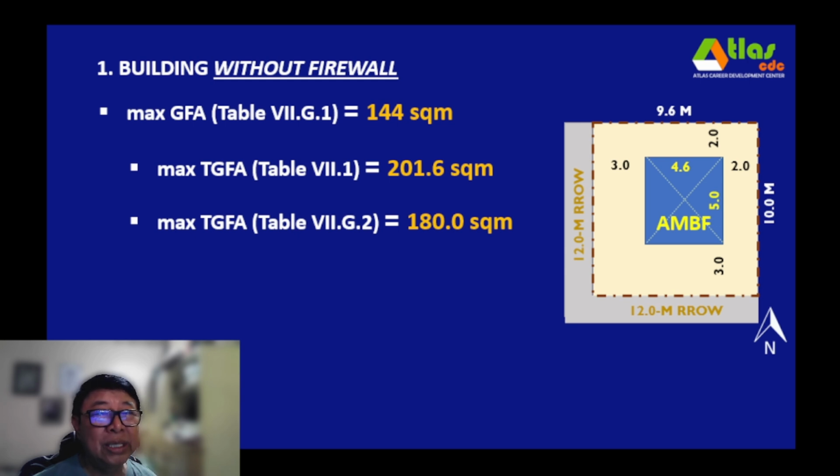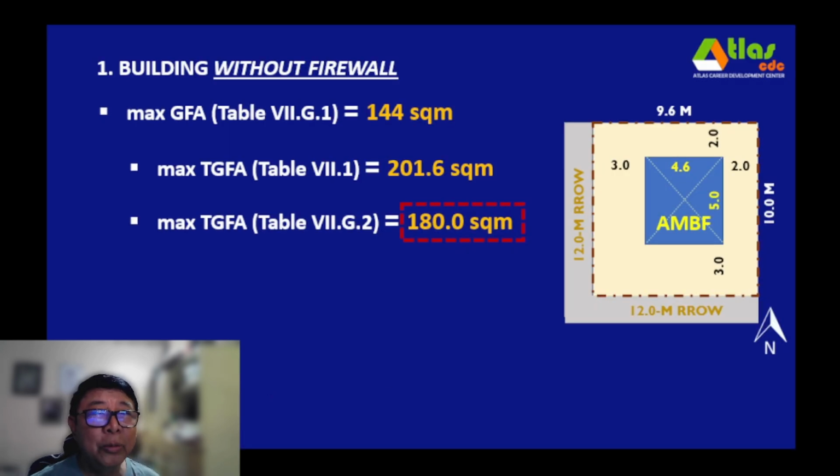So you will see here that our value based on the conversion table is more stringent than the one based on the reference table. But take note that these two values for the maximum TGFA are not yet the final answer, even if you make use of the 180, because the final answer for the maximum TGFA will be based on whatever value you derive based on the AMVB, or the allowable maximum volume of building.